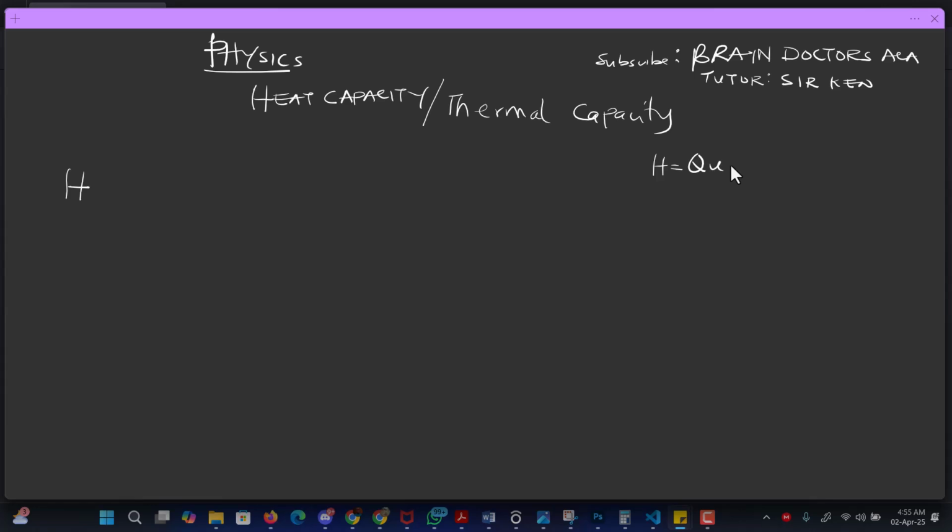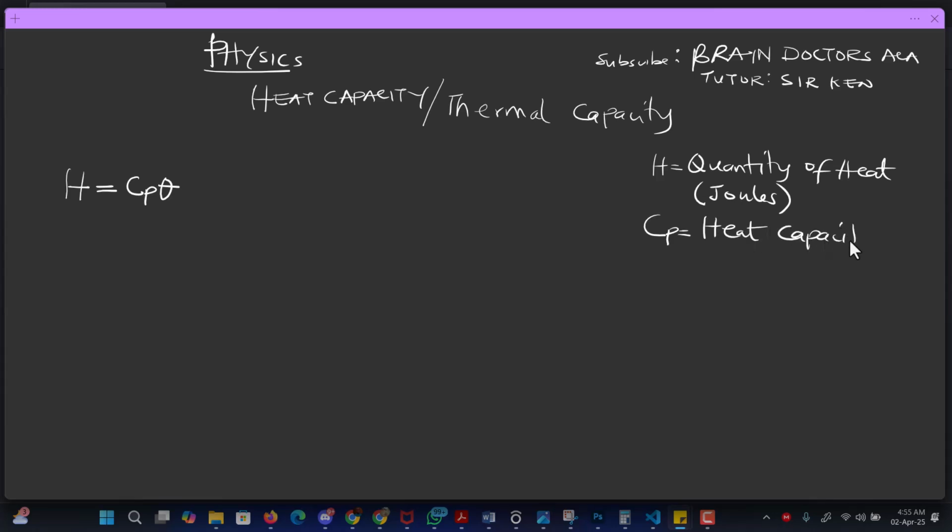This H simply means quantity of heat, and quantity of heat is always measured in joules. So the SI unit of quantity of heat is joules. Now this quantity of heat is equal to Cp theta, where this Cp is called heat capacity, or I can also call it thermal capacity. So, heat capacity or thermal capacity.